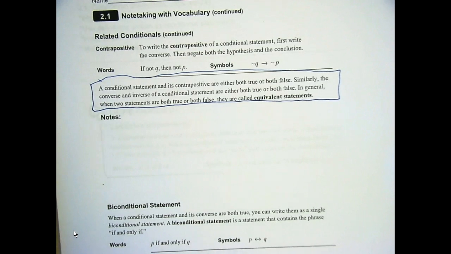Okay, tell your neighbor what an equivalent statement is. What equivalent statements are. You know? When both are what? If they're both true or they're both false. Okay, we have equivalent statements if both statements are either true or both are false.